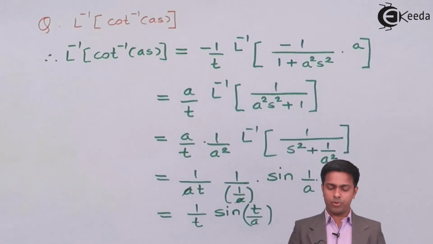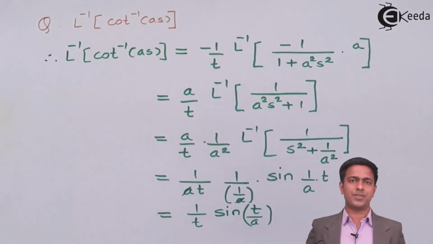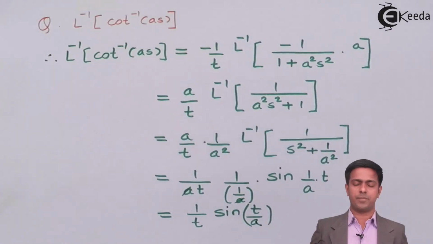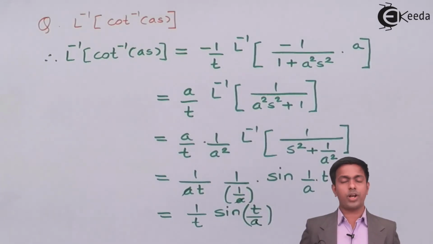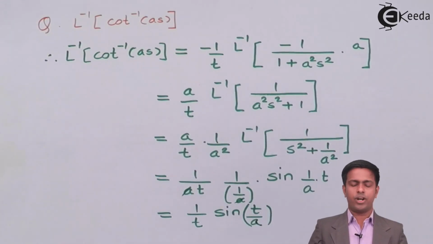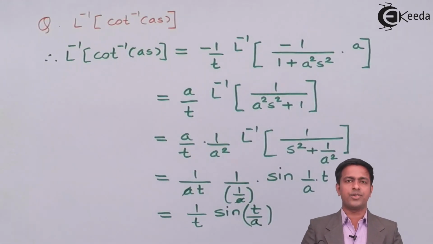I'm sure that you have revised the formula of the inverse Laplace transform. By using the standard formula of the inverse Laplace transform, we got the answer as 1 upon t sine of t upon a. So this is what the inverse Laplace transform of cot inverse of as is.